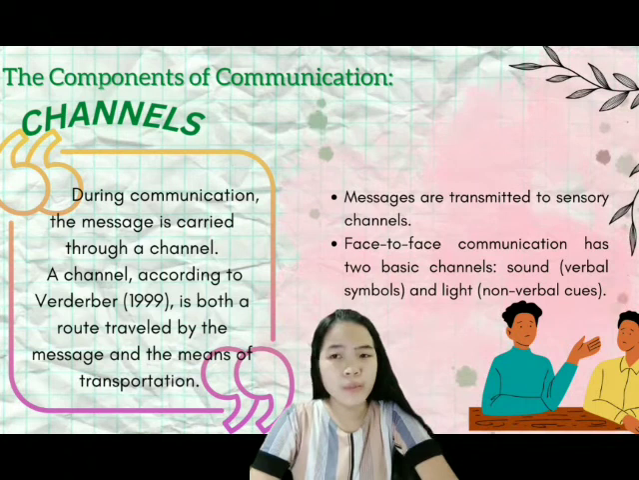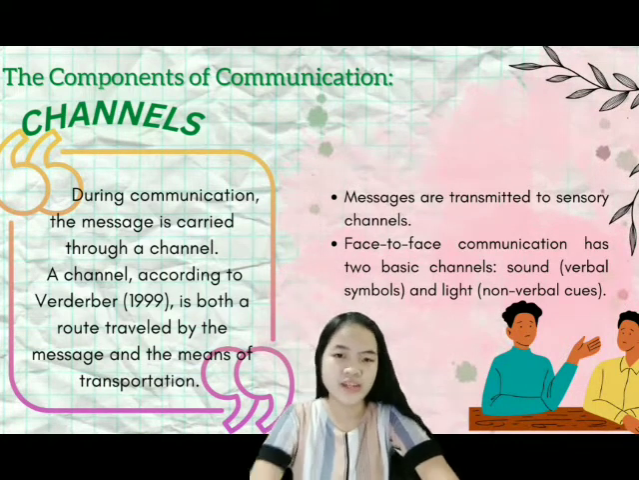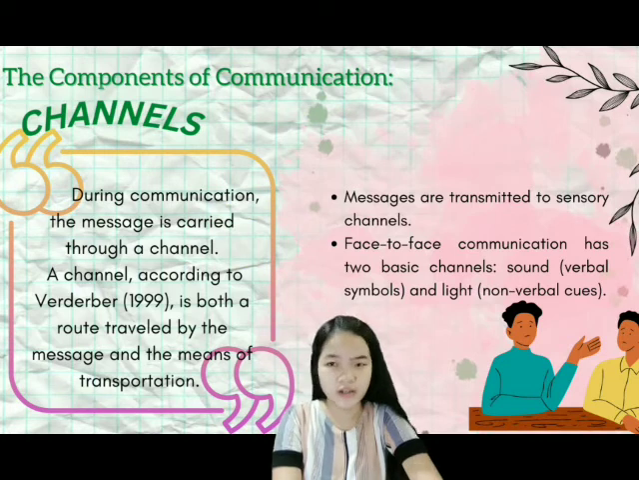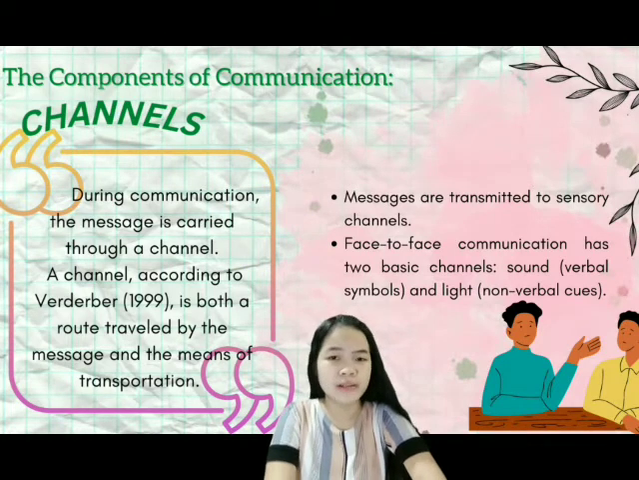The next component of communication is the channels. During communication, the message is carried through a channel. Messages are transmitted through sensory channels. The present channel in the scenario was the face-to-face conversation, in which the two basic channels are present. First, the sound, or the verbal symbols, and the light, or non-verbal cues.